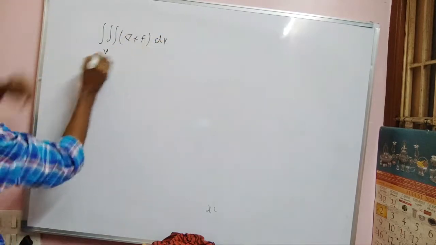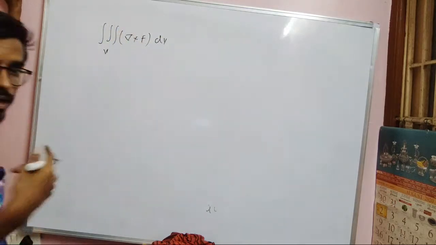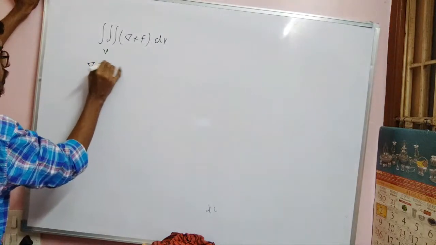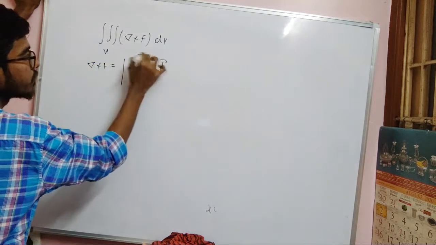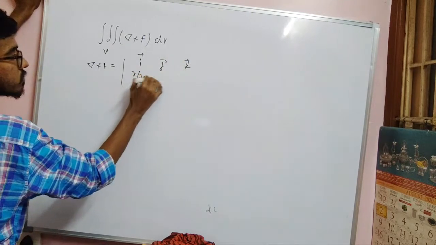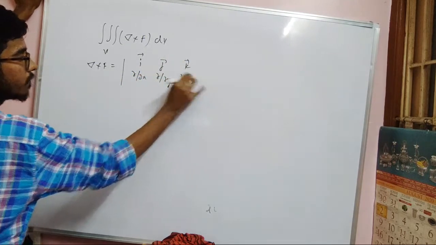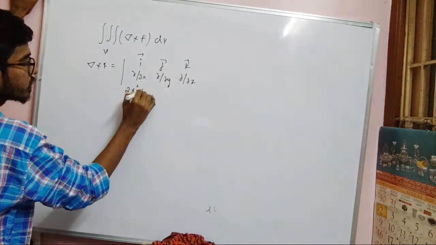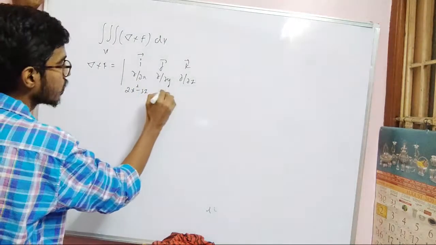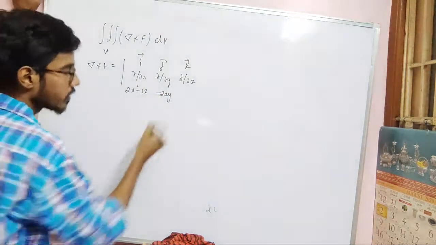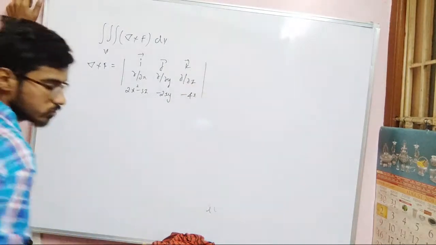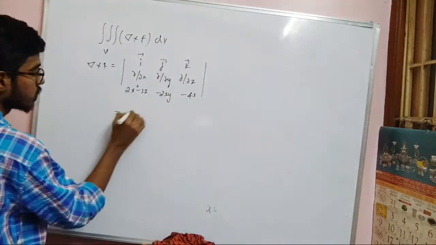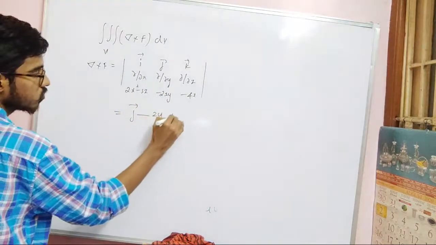So just find del cross f now. In the first part we found the divergence, del dot f. Here we are going to find the curl. So del cross f is the determinant with i, j, k, dou by dou x, dou by dou y, dou by dou z, and what they have given as f: 2x square minus 3z i vector, minus 2xy j vector, minus 4x k vector. So you just expand this determinant, and you will get the answer as j vector minus 2y k vector.